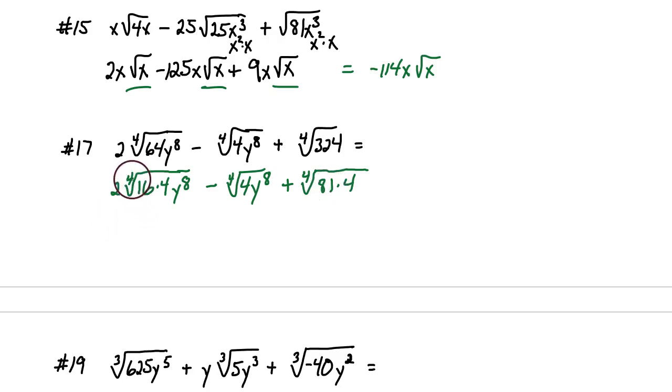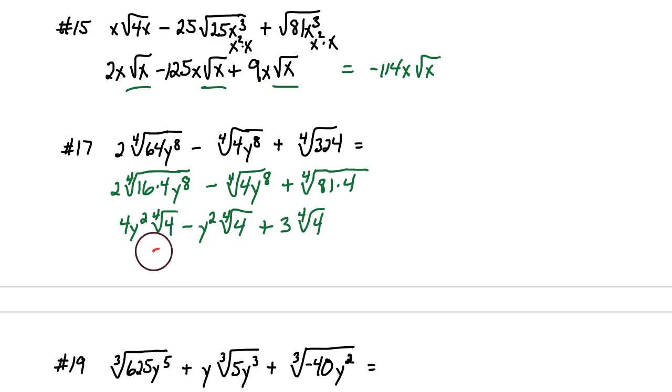Next up, the fourth root of 16 is 2, and 2 times 2 is 4. The fourth root of y to the 8th is y squared. And then for this 4 right here, we'll leave it inside the radical. Now in the middle, the fourth root of y to the 8th is y squared, and for this 4 here, we'll leave it inside the radical. Now this last piece, the fourth root of 81 makes 3. And for this 4 right here, we'll leave it inside the radical.